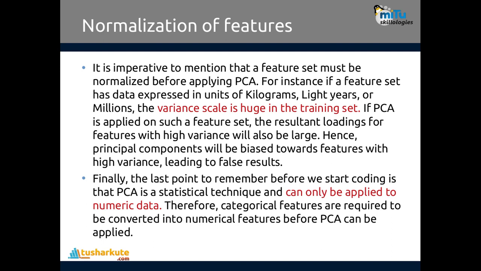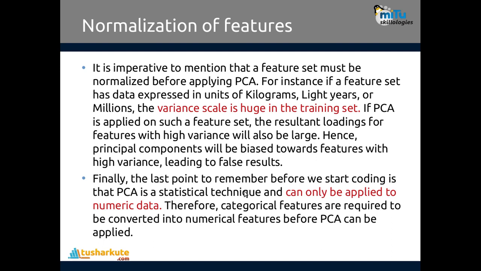So to do this, it is expected that, if you want to identify the perfect variance, all of their scales should be the same. So if PCA is applied to such data, where too many different kinds of scales are available in the data set, the resulting loadings for features with high variance will also be large. Hence, principal components will be biased towards the features with high variance, leading to false results.